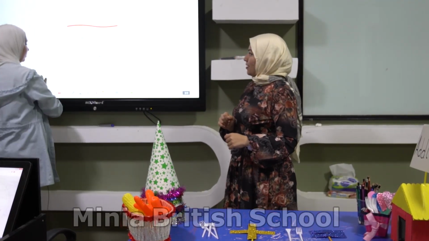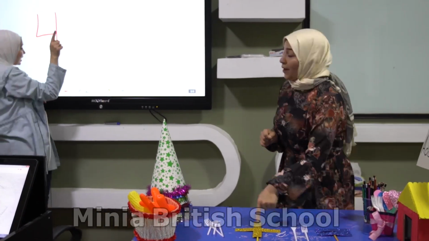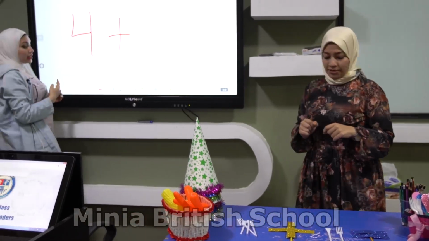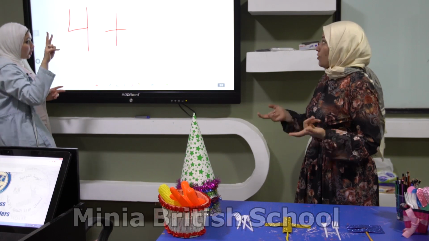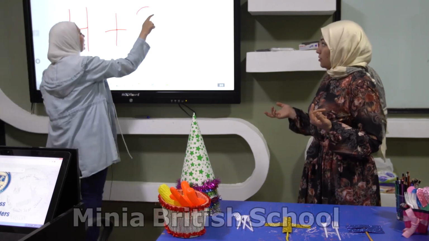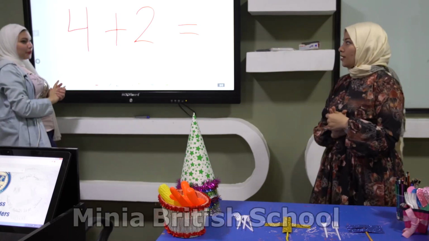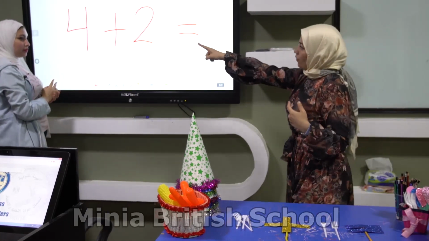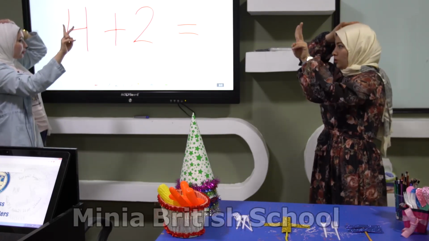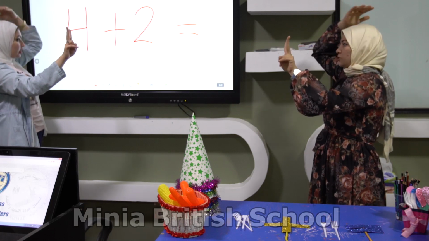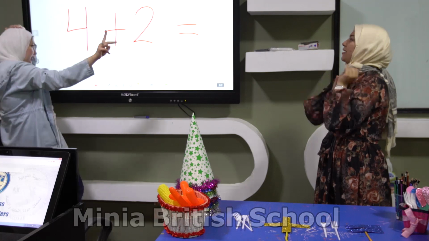Excellent. Four. The sign is plus. Plus two forks. Is two the bigger or smaller number? The smaller. And four is the bigger number. What can we do now? We know now that 4 is the bigger number. Put it in our mind, and put the smaller number in our fingers. Count after 4. 5 and 6.